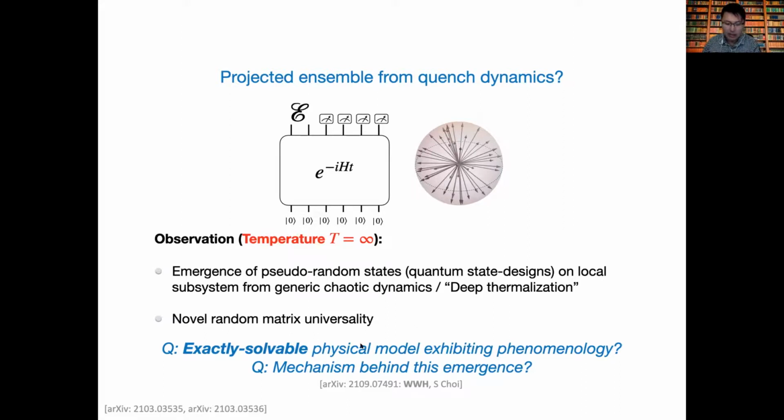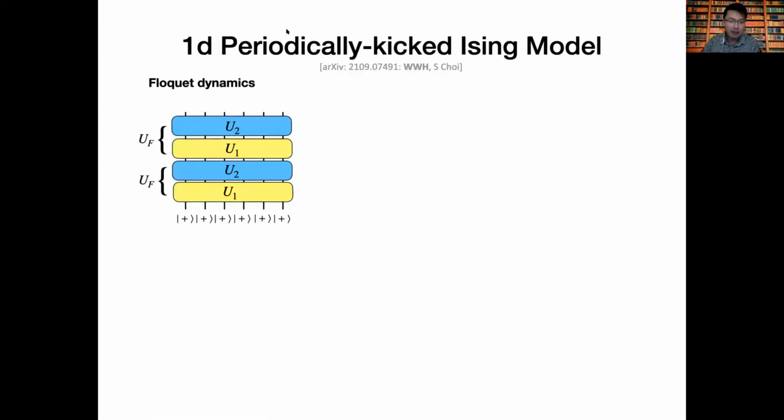And that's the basis of this work I'll describe in the next half part of the talk. Okay, so the model is actually, I would say, perhaps quite familiar to many of you. It's not surprising to learn that this model is the one-dimensional periodically-kicked Ising model, which is a Floquet model. It comprises two parts during each Floquet cycle UF, application of two unitaries U1 and U2.